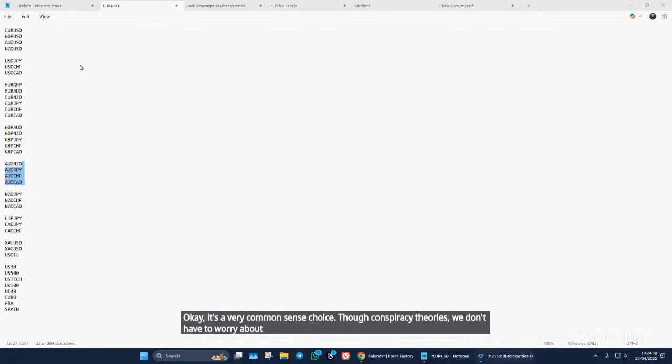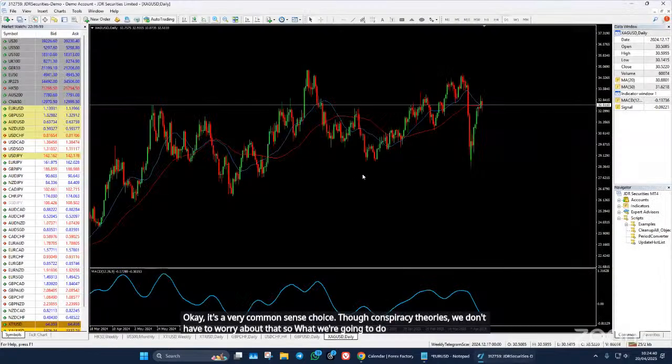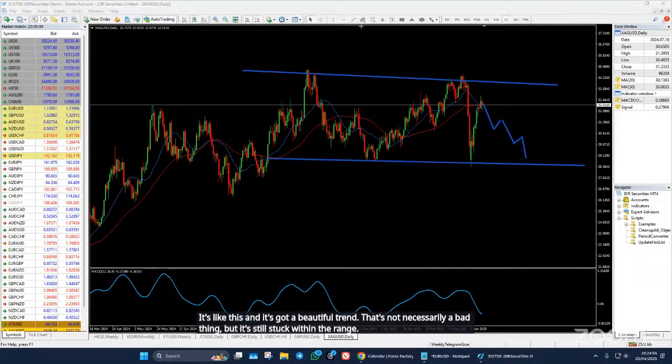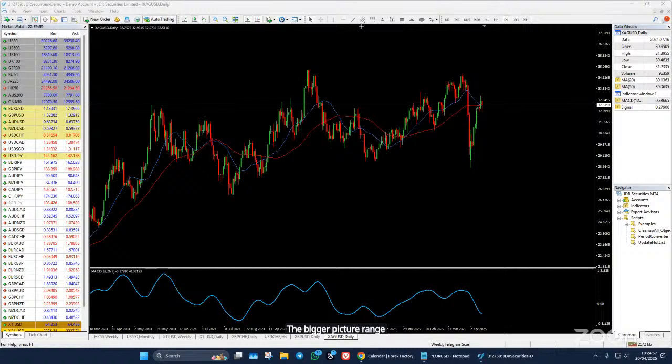So what we're going to do now is go through the global indices, and we're looking for a clear trend. If it's noisy, even if it's got a beautiful trend, that's not necessarily a bad thing, but it's still stuck within the bigger picture range. So just be cautious of that.